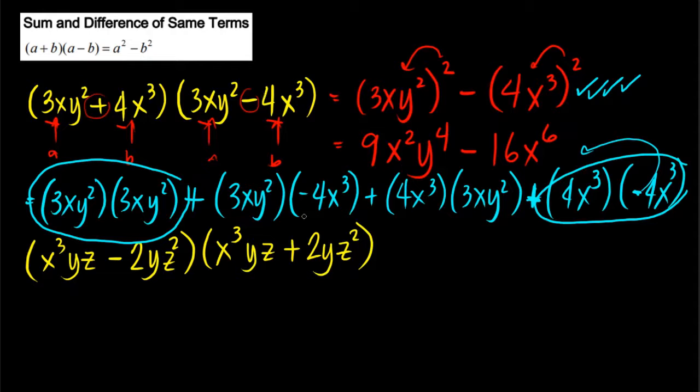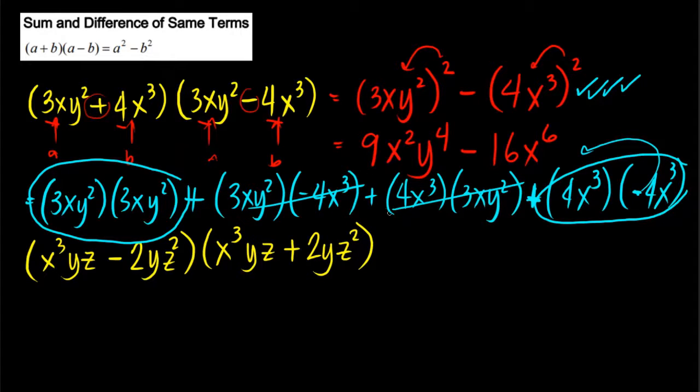And then, how did our outer and inner terms disappear? Because we have here 3xy squared and negative 4x cubed, which will give you a negative 12x to the 4th y squared. And then we have the positive 12x to the 4th y squared. So, they cancel out because they have opposite signs. And you're left with, of course, A squared and B squared.